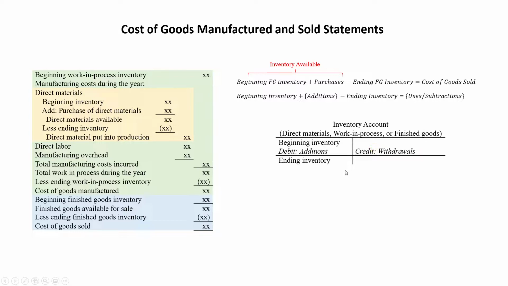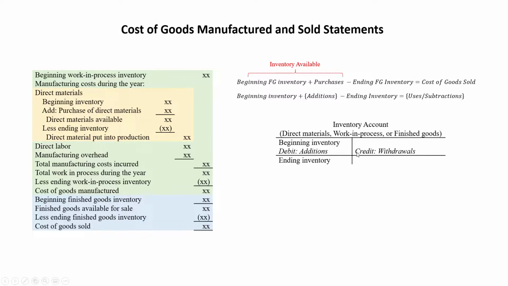I also want to look at just a general inventory account. And again, I can relate this to direct materials, work in process, or finished goods. If you recall, inventory is an asset, so the beginning inventory balance would be on my debit or my left-hand side. Any additions also would be on my left-hand side. Any withdrawals or items I'm taking out of that inventory would be on the right-hand side or the credit side. And I would expect, I can't withdraw more than I started with or added in, that my ending inventory balance would also be on the debit or left-hand side.